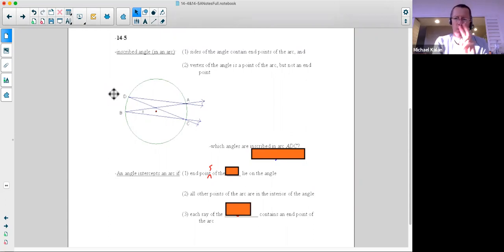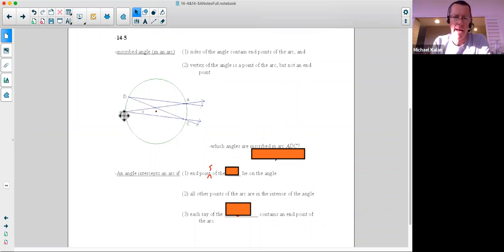Two important components that you must have. You have to have both of them. This is an "and," okay? One, the sides of the angle contain endpoints of the arc. And two, the vertex of the angle is a point of the arc, but not an endpoint. Again, the sides of the angle contain endpoints of the arc, and the vertex of the angle is a point of the arc, but not an endpoint, okay?